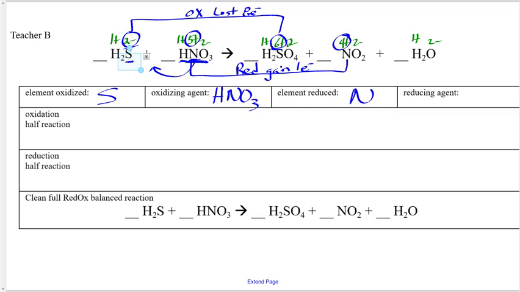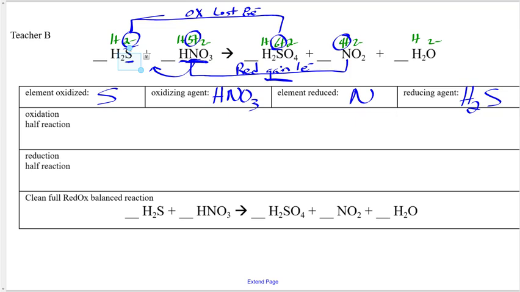Reducing agent. This nitrogen needs to gain electrons. So what forced it to gain electrons? It was the sulfur needing to lose electrons. So the H2S that contains the sulfur that needs to lose electrons is the reducing agent. Everything is found for those 4 boxes on the reactant side.